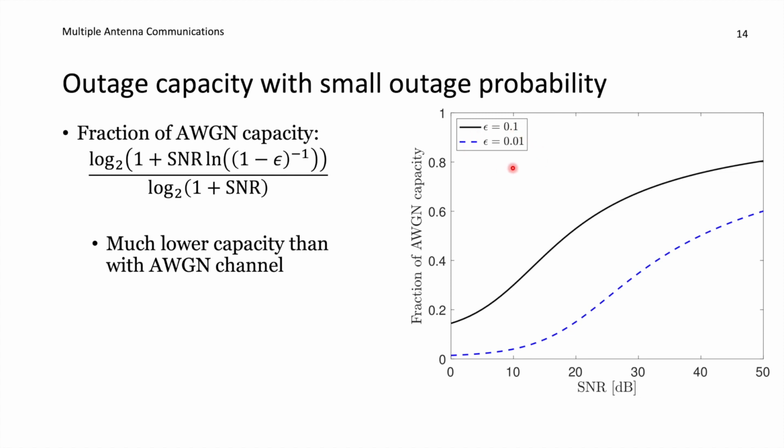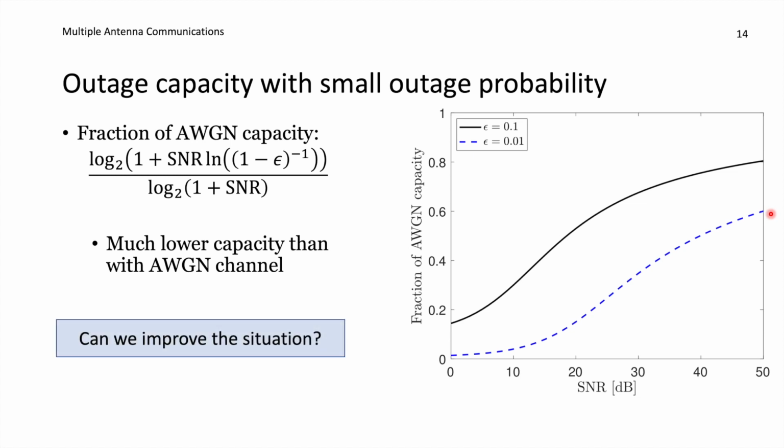And if we are reducing epsilon to just 1% outage probability, well then at low SNRs we are getting a very small fraction of the AWGN channel capacity, and even if we go up in SNR, we might only get like 60% of it. So in general, with slow fading, we get a much lower epsilon outage capacity than the capacity would have been for a non-fading additive white Gaussian noise channel.